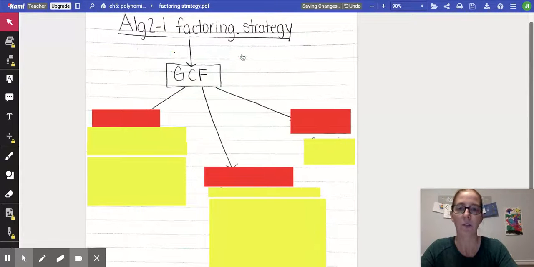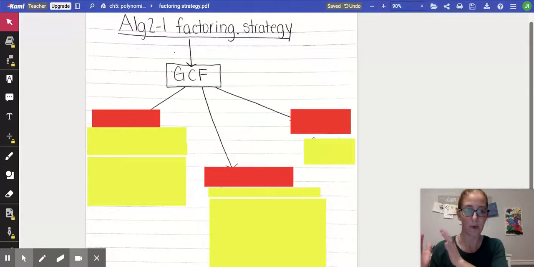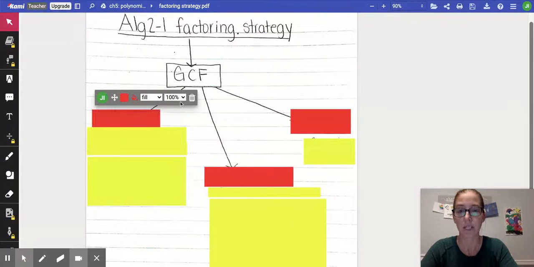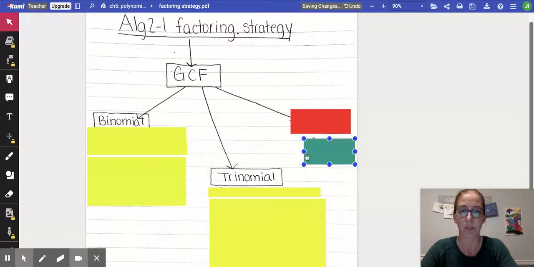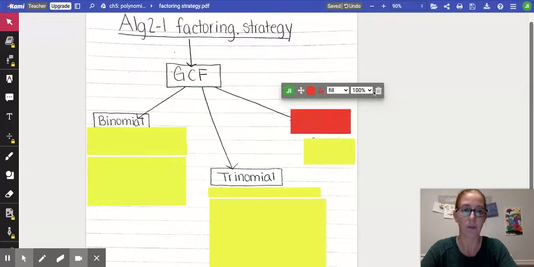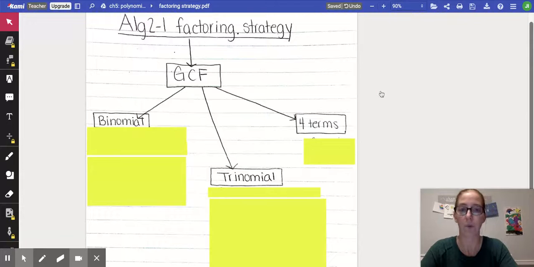So the first thing you always want to do is check to see if a problem has a GCF. Always do that first. Factor out the GCF and put it in front. Then, after you do your GCF, you're going to have three decisions. Do you have a binomial? Do you have a trinomial? Or do you have 4 or more terms?